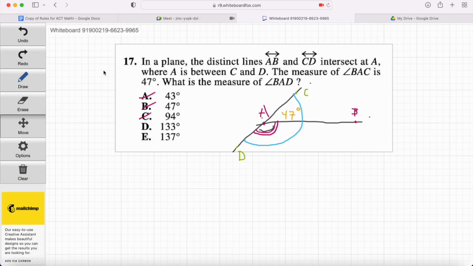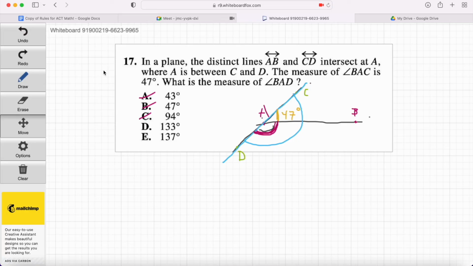Well, is it clear that line CD is going to be 180 degrees? Yes, because this is a straight line. Yep. So there's some value for angle BAD right here. When we add that to 47, is it going to give us 180 degrees? Because when we add BAD and 47, we need to get 180 degrees. It's a straight line. Okay.